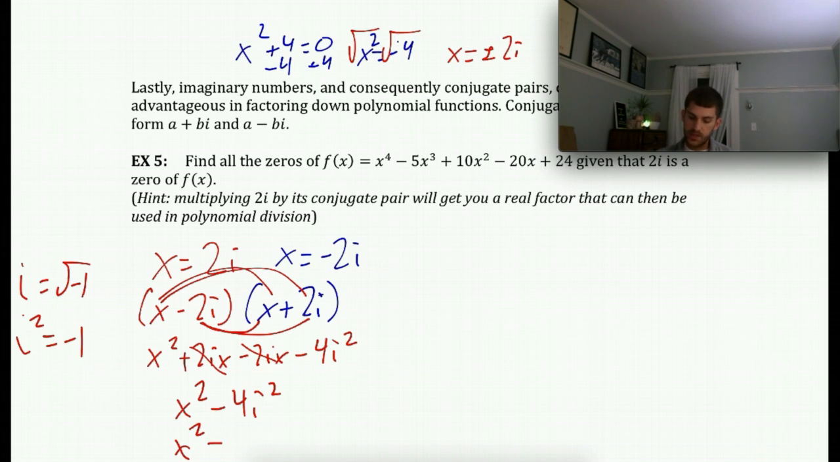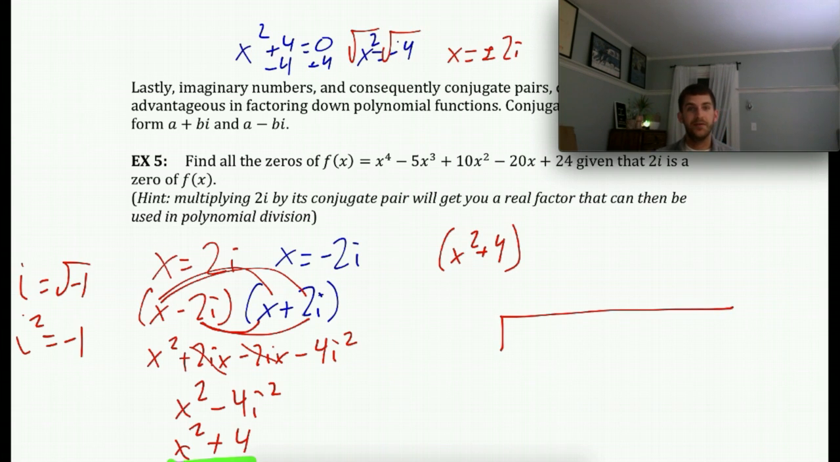So we're going to treat this as a factor. Now we're going to use that and factor it out of that original polynomial, again, our factor being x squared plus 4. Unfortunately, we're not going to be able to use synthetic division. Even though it's a nice binomial, it's not a linear binomial, so we can't use synthetic division. So we're going to have to do long division, and you know what? We'll be okay.